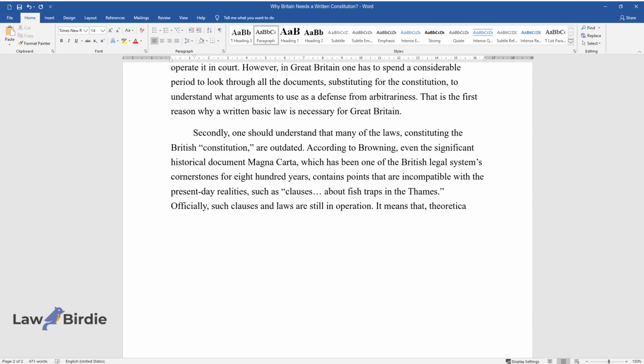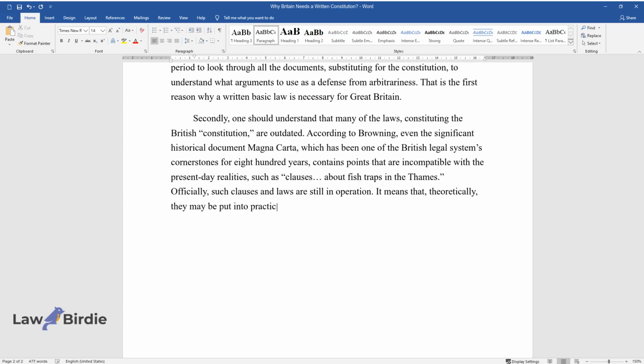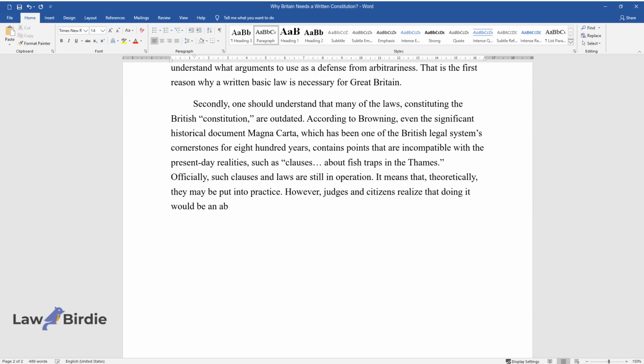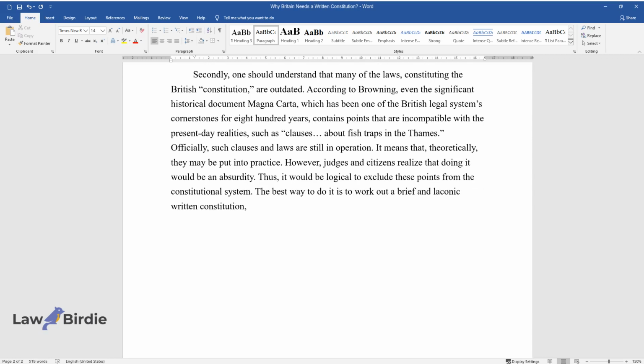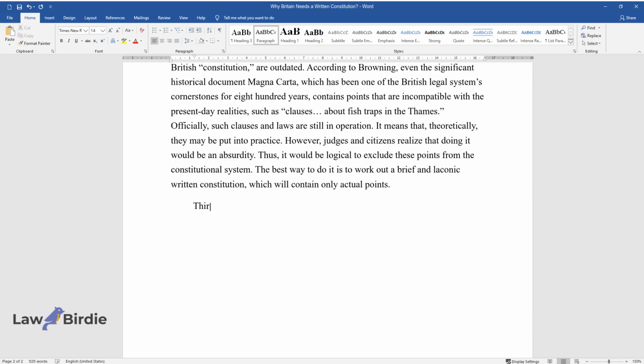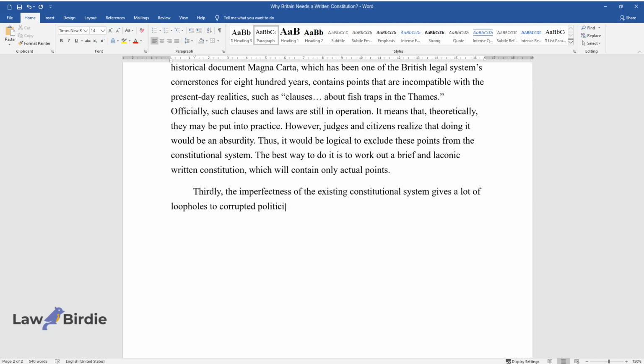It means that, theoretically, they may be put into practice. However, judges and citizens realize that doing it would be an absurdity. Thus, it would be logical to exclude these points from the constitutional system. The best way to do it is to work out a brief and laconic written constitution, which will contain only actual points.